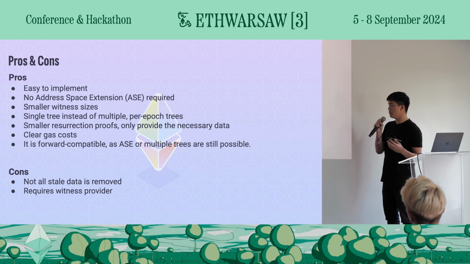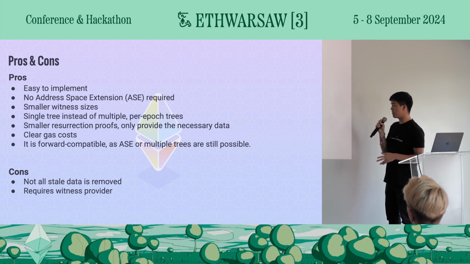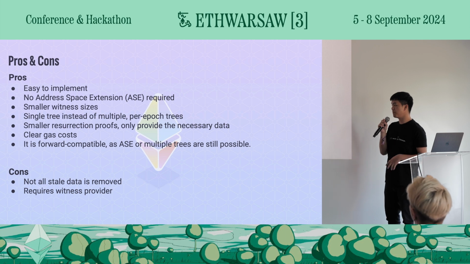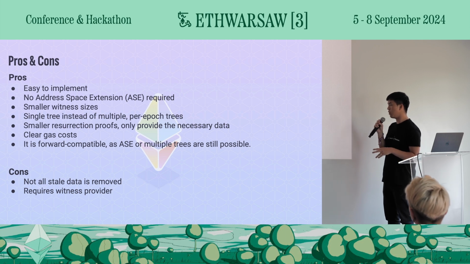And in terms of pros and cons, the pro is that, again, it's very simple to implement. No ASC is required. Smaller witness sizes. Single tree instead of multiple per epoch trees, comparing to the previous proposal. Smaller resurrection proofs as well because you are just going to provide the necessary data. Clear gas costs, and it's also forward compatible because if you ever want to have ASE or multiple trees, they are still possible.